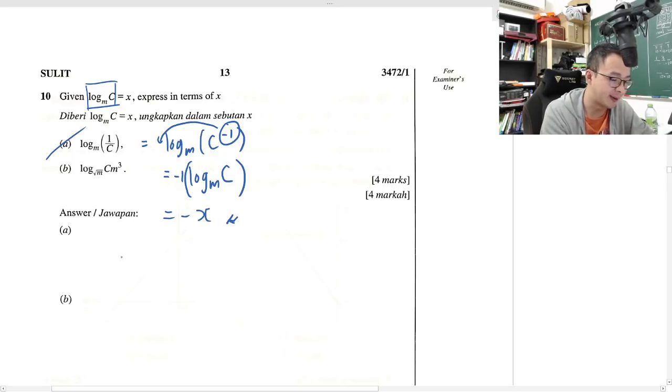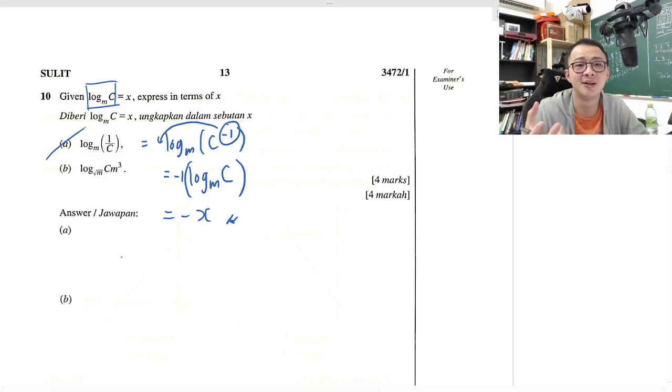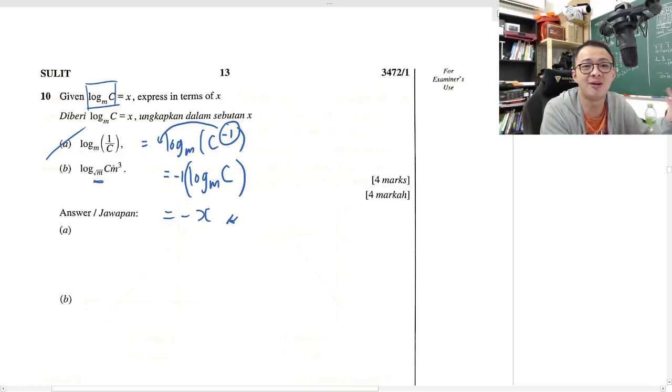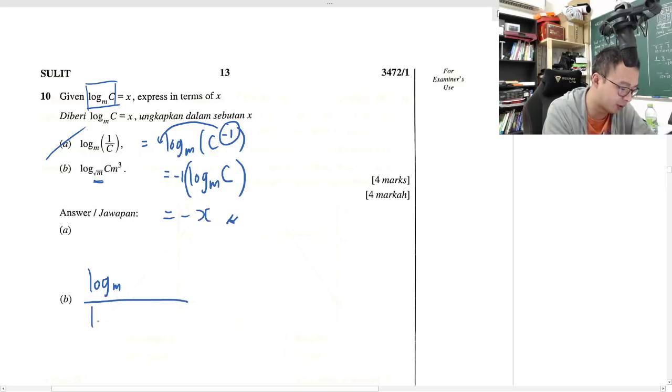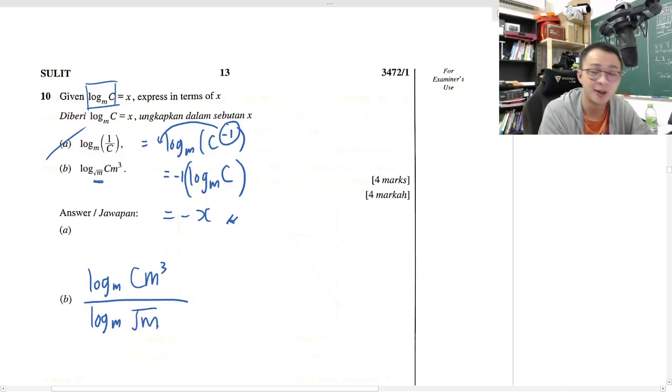Then we do B. Because I say I want to have the log MC, I do not want my base to be something like square root m, because square root m doesn't help at all. So I kind of need to change base. So I will change both into log base m over log base m. And C and M cube I will write on the top, square root m I will write at the bottom. And you should know, if you learned about indices, square root m basically means m power of half, right? So it is m power of 1 over 2.